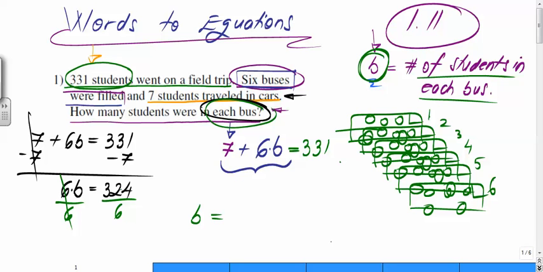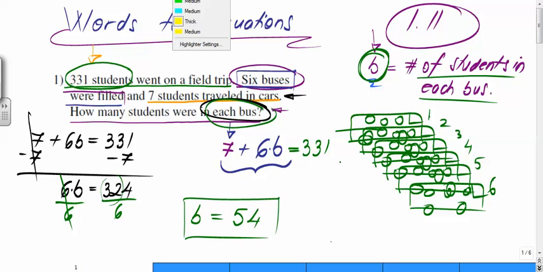Now 6 goes in 30 5 times. 5 times 6 is 30. 30 out of 32 here, right? Will leave you 2. You bring down the next digit. 6 goes in 24 4 times. And here we are. The number of students in each bus that went to that field trip is 54.